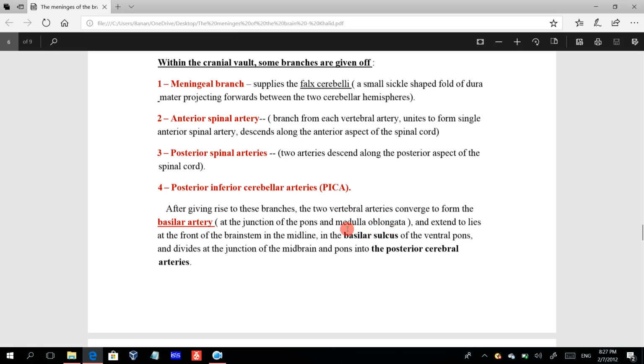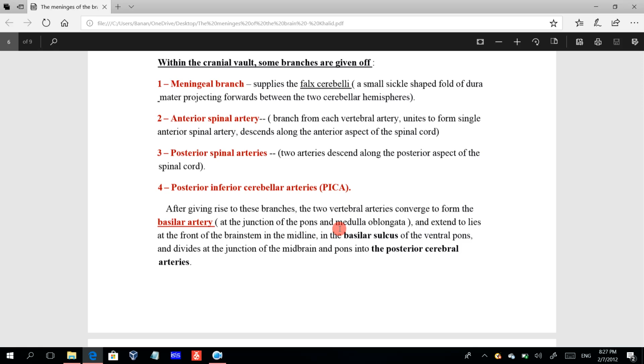So as these two arteries ascend upwards and anteriorly, they unite and join each other at the junction between the pons and the medulla oblongata. Here they form a single artery, which is called the basilar artery.